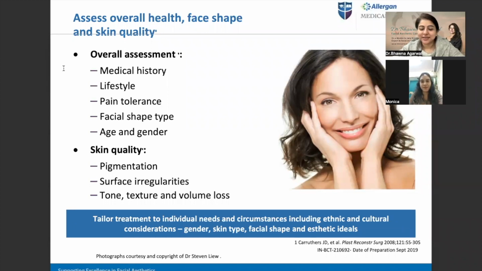Sure. So you need to tailor-make to the individual's needs. You need to tailor down individual needs, their circumstances, their ethnic and cultural considerations, skin type, gender, facial shape, aesthetic requirements, etc. And then that is how you plan your treatments accordingly, right?